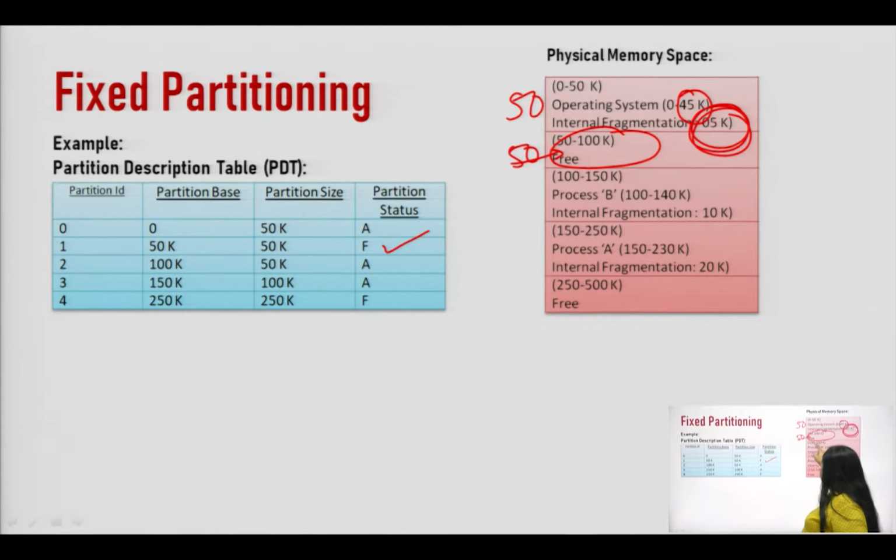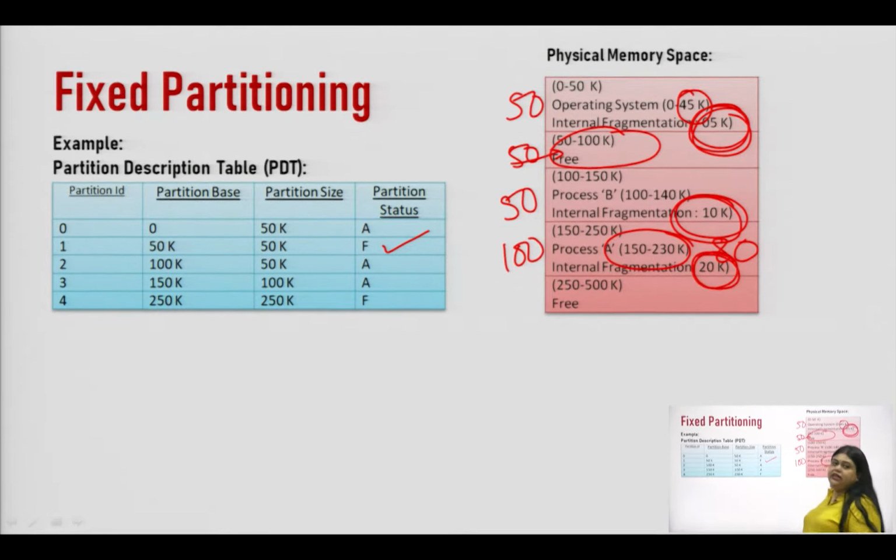Coming to the next, this was again a 50 kb size partition. The process that has entered into it is of 40 kb size and 10 kb has gone as internal fragmentation, right. So, this is also done. The next one that we have is of 100 kb size, and the process that has entered into it is of 80 kb. So, again this 20 kb has gone as internal fragmentation. The last one, 250 kb, is still free and it is there in the table also, right.